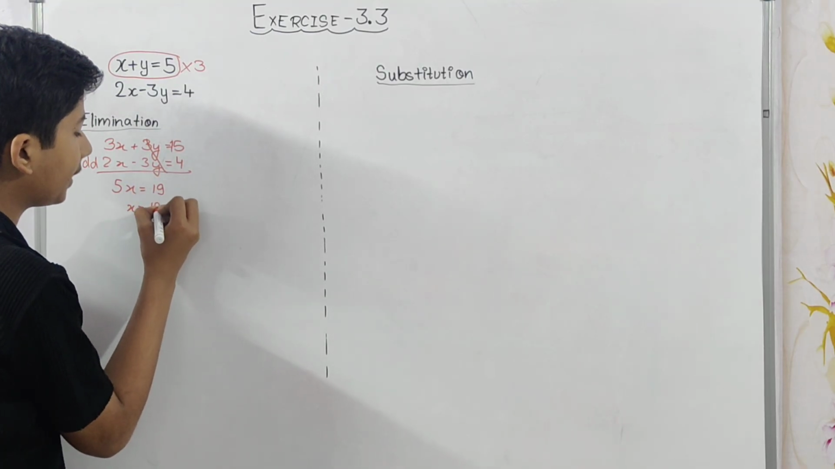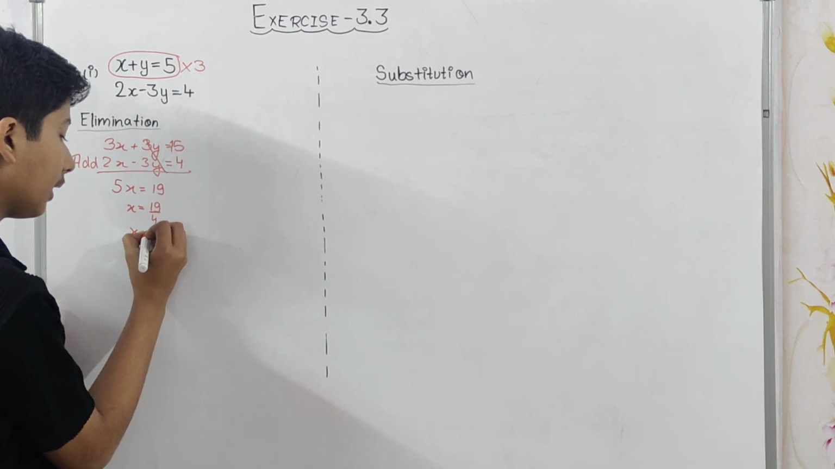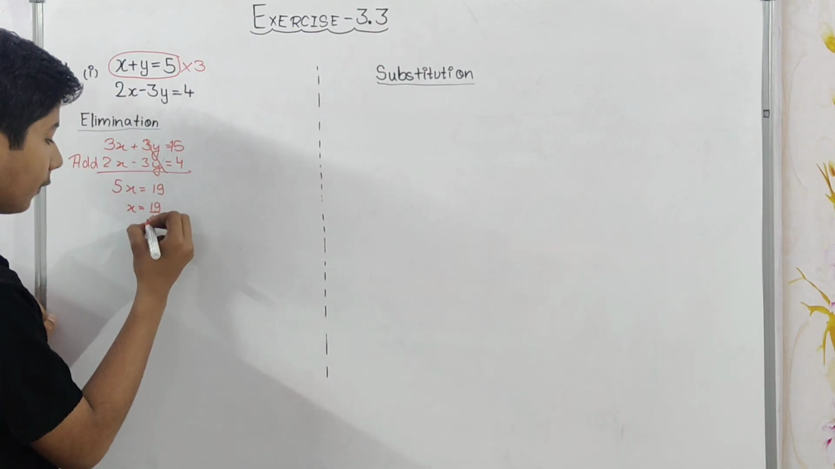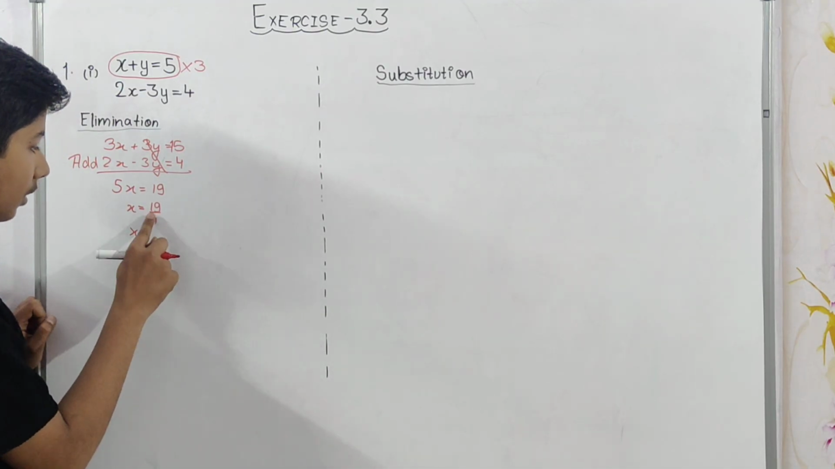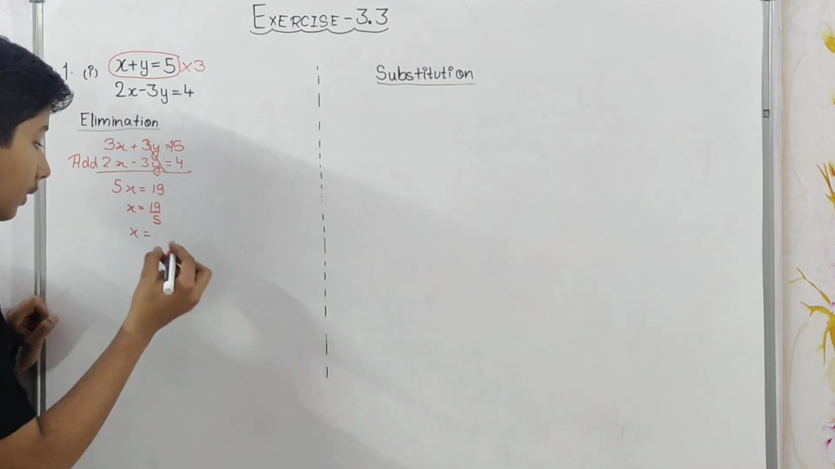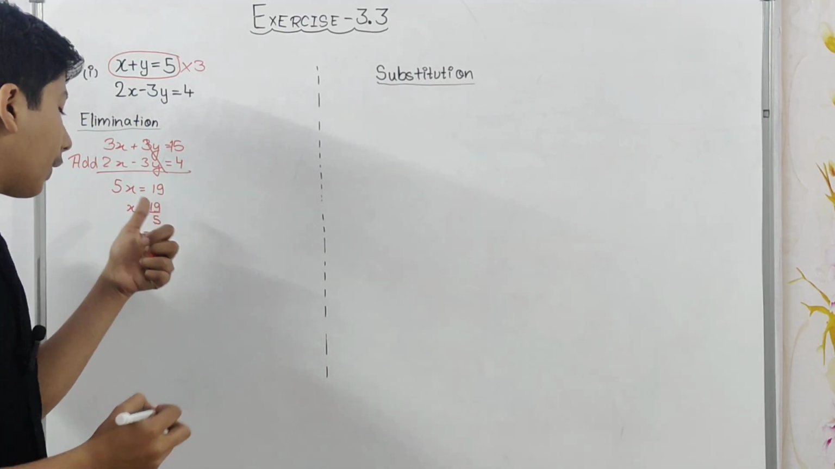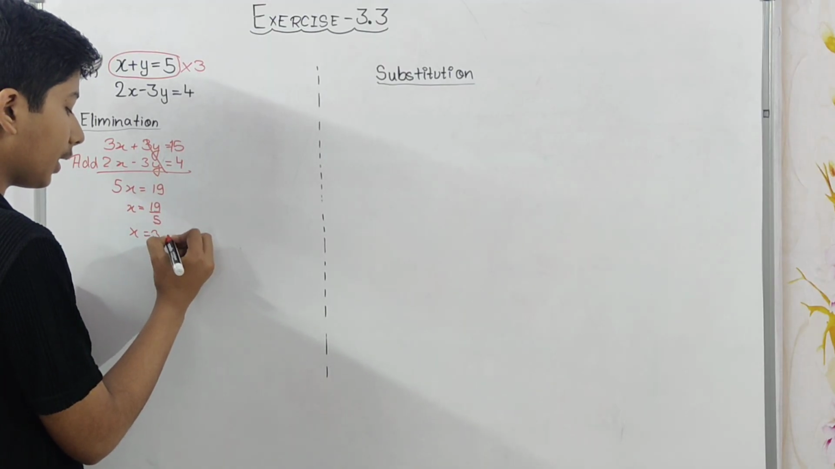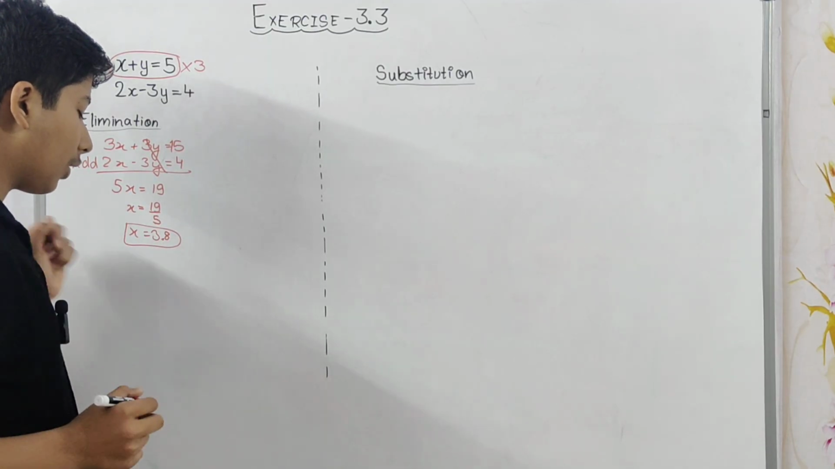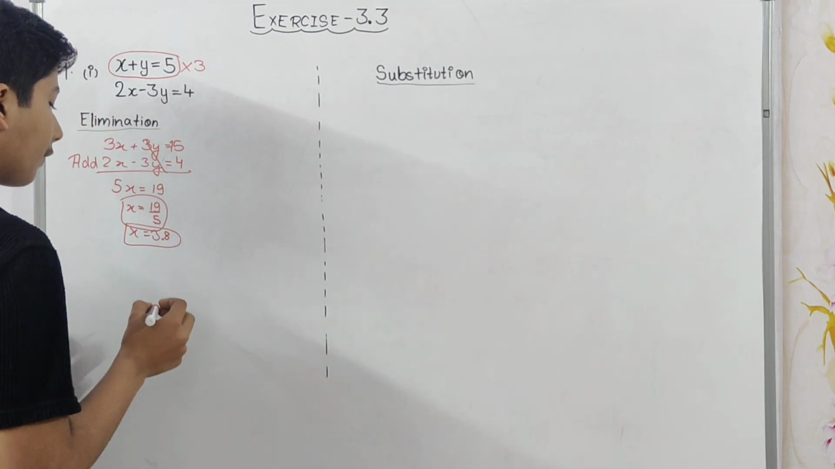X equal to 19 upon 5. Or you can say x equals to 4 4s are 16, 5. Here 5 will come and 5 3s are 15. Now 4 is left. So 5, we put the point over here. So 5 8s are 40. So the value of x is 3.8 or 19 upon 5.